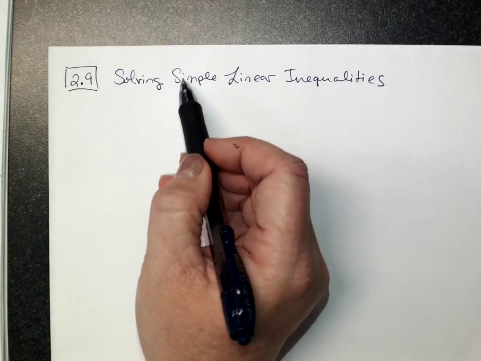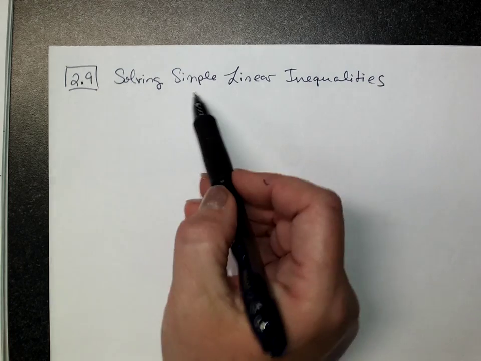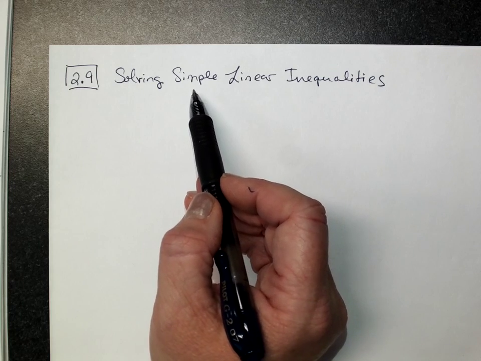Now when I say simple here, I'm not saying easy. Okay? There may be some easy ones, there may be more complex ones. That's not what I'm talking about. Simple linear inequality means you have one inequality symbol. Just like you have one equal sign, now you have one inequality symbol.